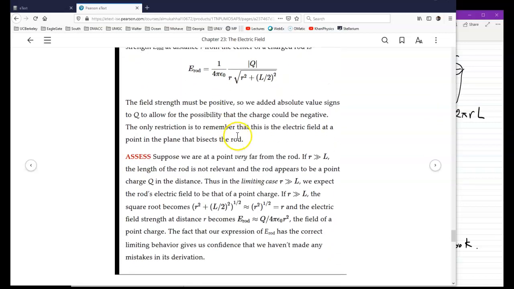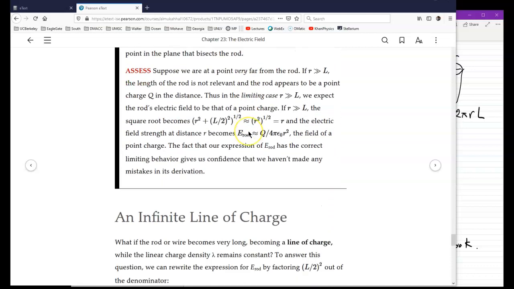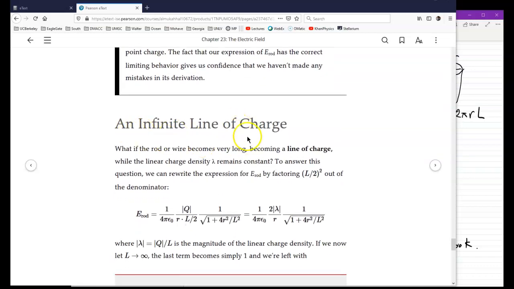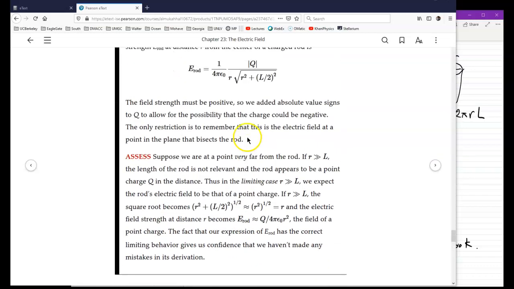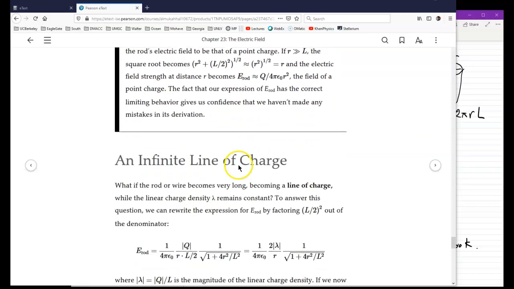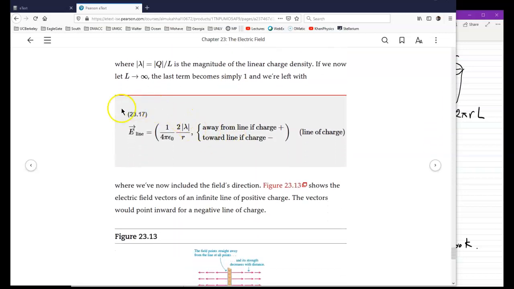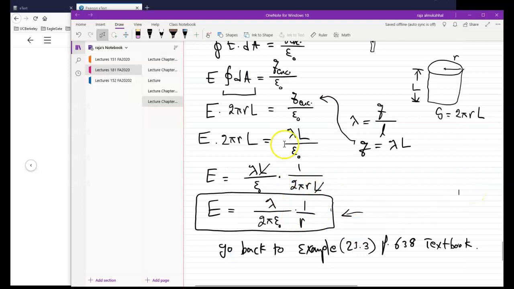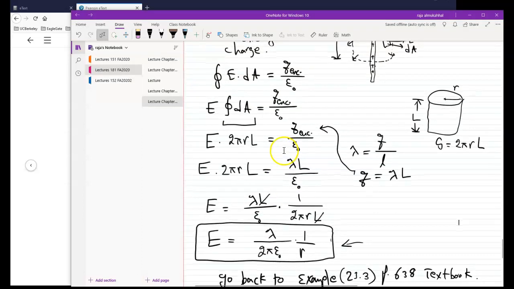Again, he keeps going with it, and then he comes up with this, and then here an infinite line of charge, and then he takes the limit of this final expression, and then he finally comes up with it right here. Okay, this expression is exactly the same as this expression right here, the one we got. But of course, as you can see, we did it in basically a couple of steps.